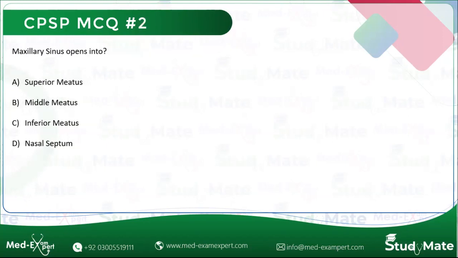Okay, so next MCQ is maxillary sinus opens into A is superior meatus, B is middle meatus, C is inferior meatus, and D is nasal septum. Whatever answer you think is correct, please type it, and we will revisit these MCQs in the end.